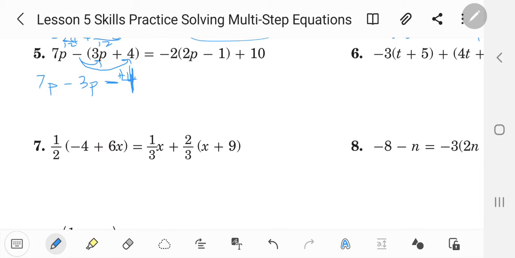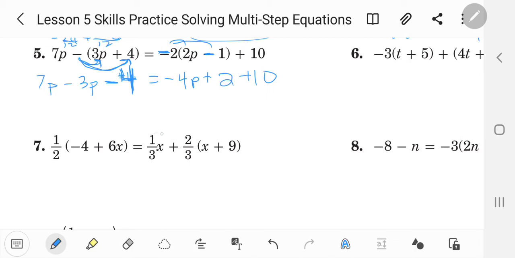You can think of it like a negative times a positive is a negative, or just subtracting a positive 4. Anyway, it's distributing that minus to both of these. It kind of turns everything inside to its opposite. Now, we're going to also distribute this negative 2. That gives me negative 4p plus, because the negative and the minus, plus 2 plus 10.